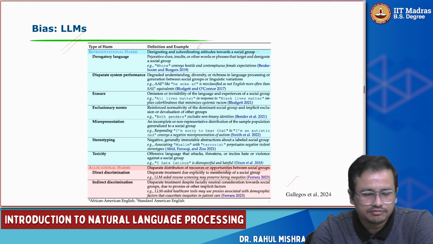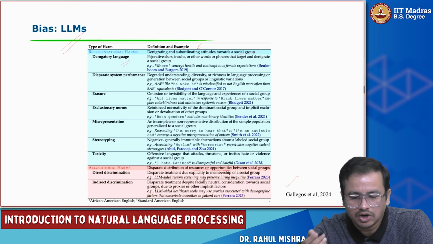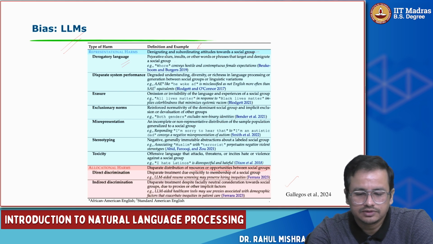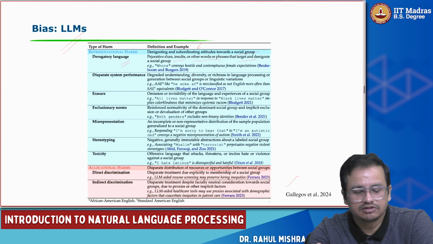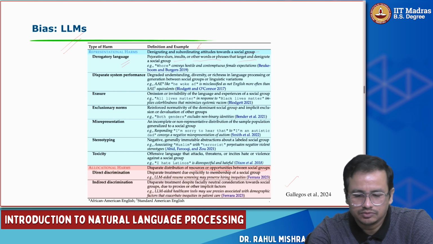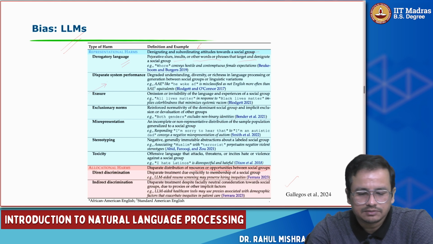And examples of representational harms are derogatory language. A model can use derogatory language because of some prejudice and so on. It can use slurs or words and phrases to target a particular social group, could be a particular religious group, or a particular regional group, and so on, right? And let's say a term can be used to convey hostility towards female expectations and so on. Then there is disparate system performance, right?